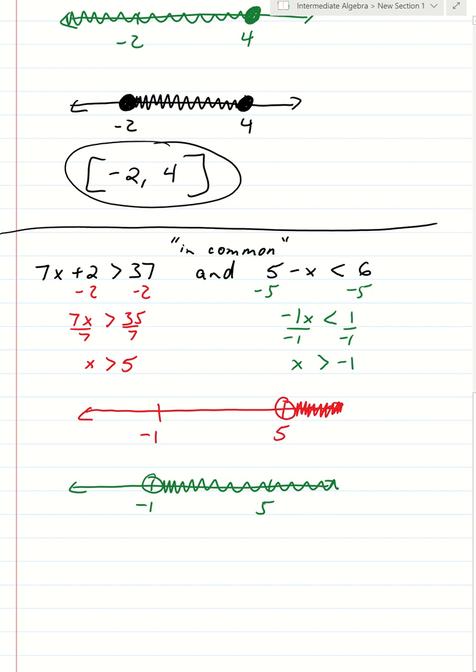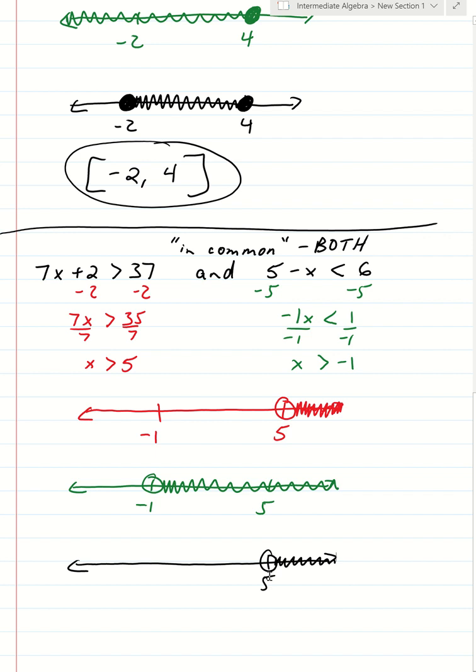We are looking to only shade in black that which satisfies both inequalities. So let me draw my black number line. If we were to take a look at these two number lines, where do we see that they are shaded in both red and green? Well, the only place that takes place is from 5 on up.